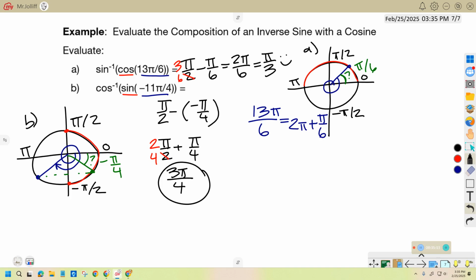Process is the same as the top with the added step at the bottom of doing pi over 2 minus whatever your answer was. So if the inverse and the function match, just find the angle that's in the shaded zone. If the function and its inverse don't match, you have to do pi over 2 minus that angle in the shaded zone. Only change.